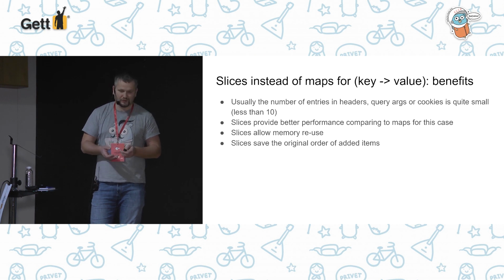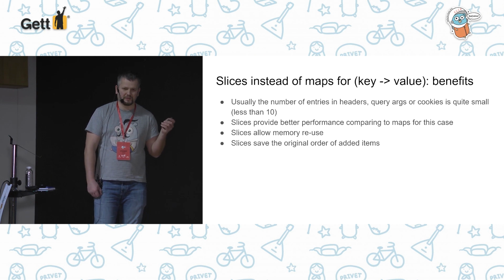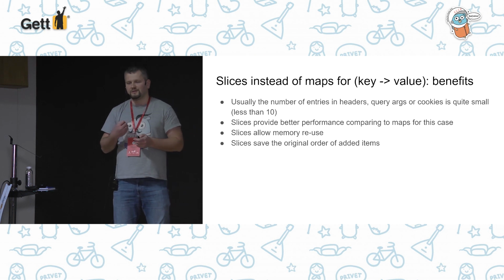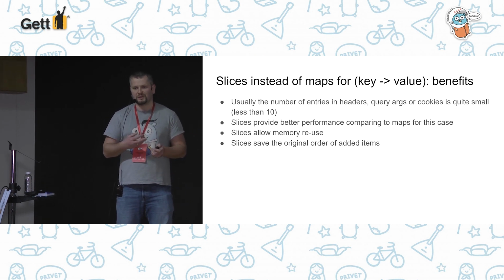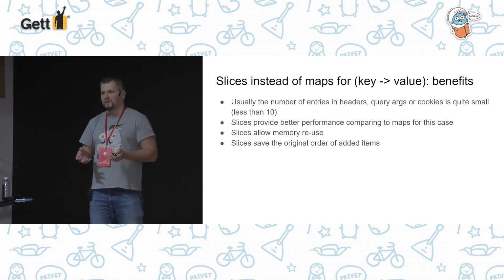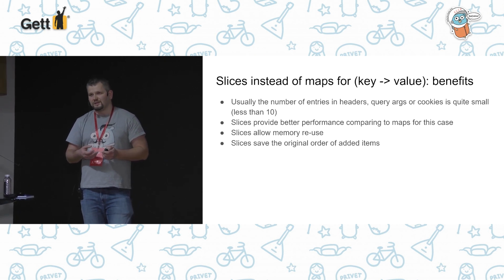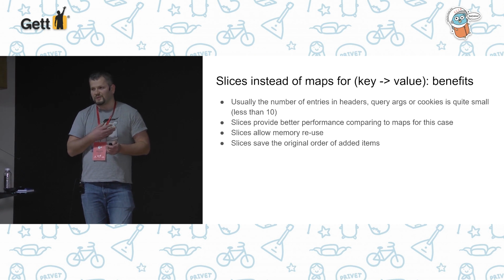Because in the usual conditions, the elements where slice maps are used include headers, query args, and cookies. Usually their number is not too high, not more than a few dozen. And for such numbers, slice maps run faster than standard Go maps.